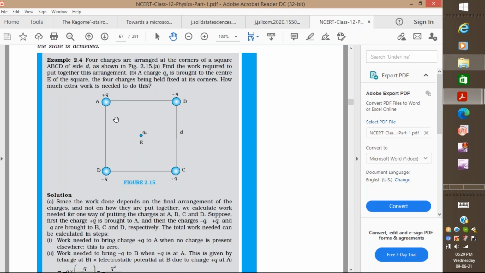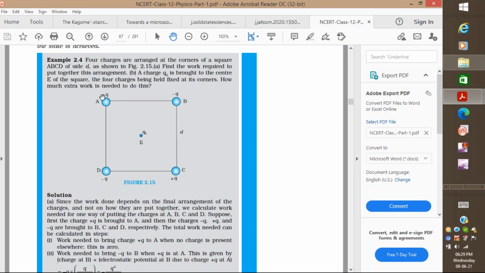I think the distance d is already given. So what you can do is initially think that there is no charge on this square. Now you bring the charges one by one. First you bring the positive q charge at the vertex A. Initially when there was no charge around it, the work done will be 0. Now if you bring the other charge at B, that is minus, obviously the field created by the positive charge at A will be affecting this charge. That means you have to do certain work.